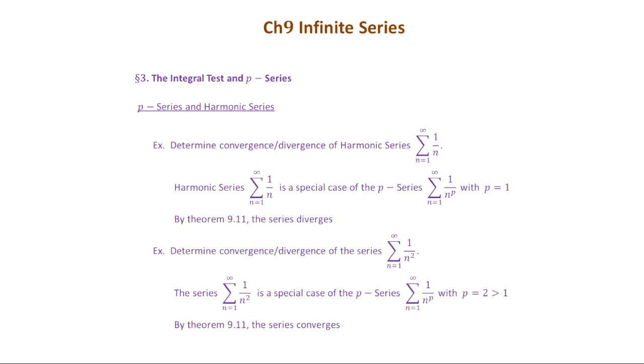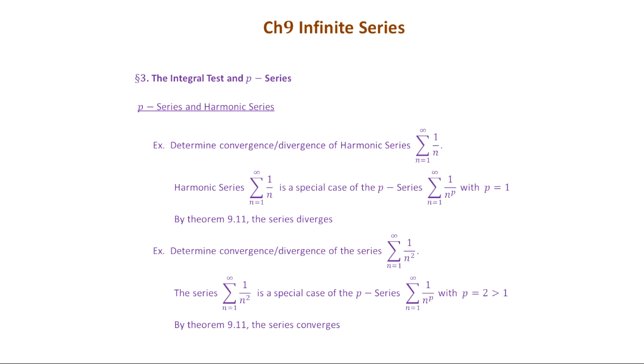Let's do some examples using the p series. In the first example, we need to determine convergence or divergence of the harmonic series, 1 over n. We actually did it in case 3 on the previous page, but let's just review it. The harmonic series 1 over n is a special case of the p series with p equal to 1, so 1 over n to the p with p equal to 1. From the result of the last page, the series diverges.